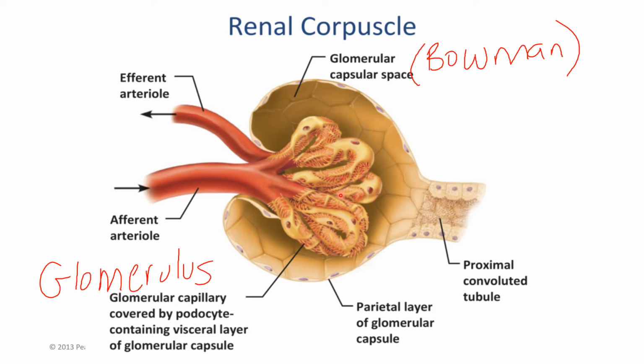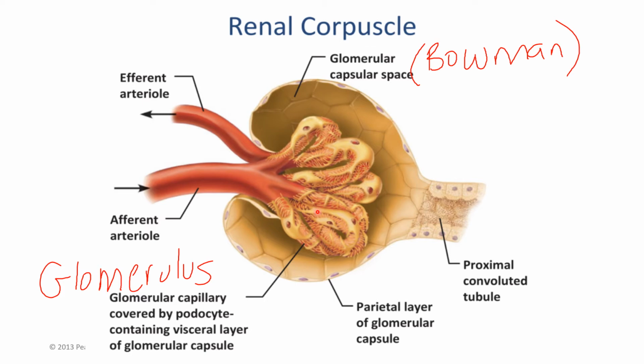Now, if your cells and large proteins are not able to pass through the glomerulus, where are they going to go? They are basically going to exit back out via this arteriole right here, known as the efferent arteriole. So, one more time, the blood is going to enter into the afferent arteriole, and the blood is going to pool right here in the glomerulus, which is basically tangled up capillaries.